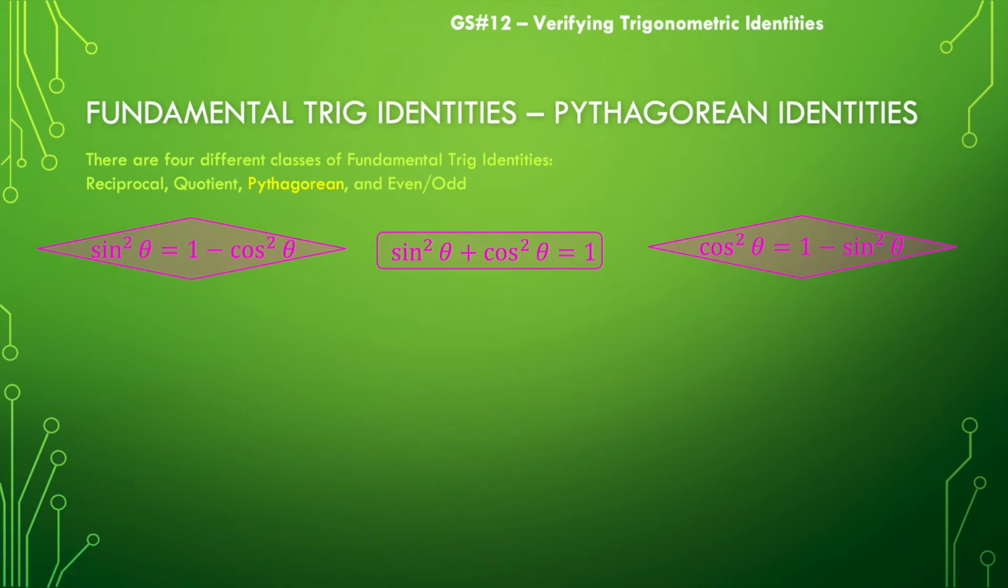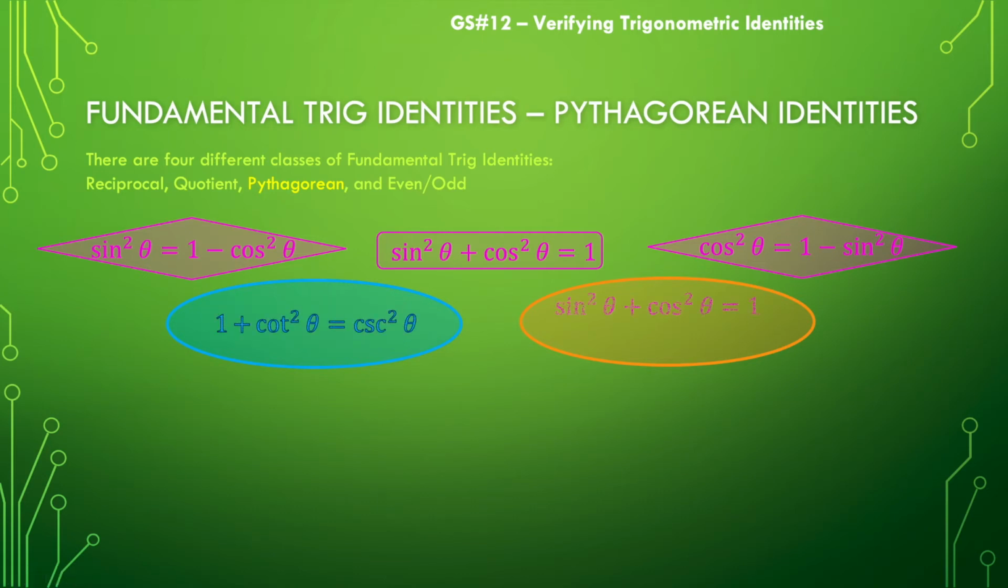Now, if we think about taking that original Pythagorean identity and dividing each term through by sine squared of theta, then what's going to happen with each of these terms? They're going to turn into something different, right? Sine squared of theta divided by sine squared of theta will equal 1. Cosine squared of theta divided by sine squared of theta will be cotangent squared of theta. And 1 divided by sine squared of theta is cosecant squared of theta.